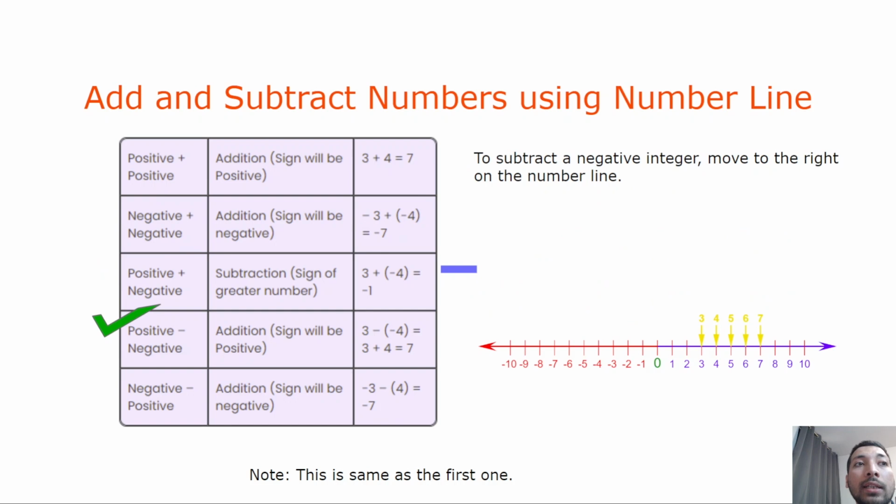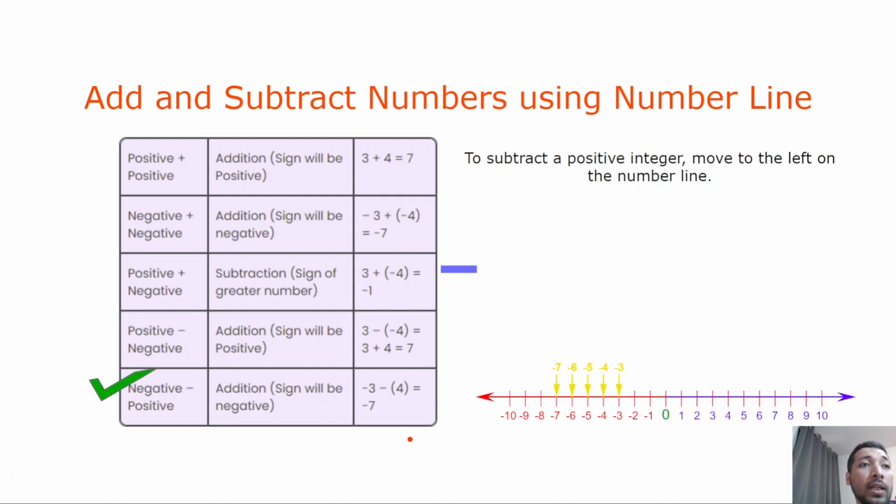Now we'll see how to subtract a negative integer. Subtracting a negative integer is the opposite of adding a negative integer. So to subtract a negative integer, we move to the right on the number line. Over here we have 3, so we mark down the initial number, and to subtract negative 4, we move 4 units to the right. Now you can see that this is the same as the previous one. So 3 minus negative 4: these two signs, minus and negative, can be compressed into a positive sign. So 3 plus 4, which equals 7. Both these scenarios are basically the same.